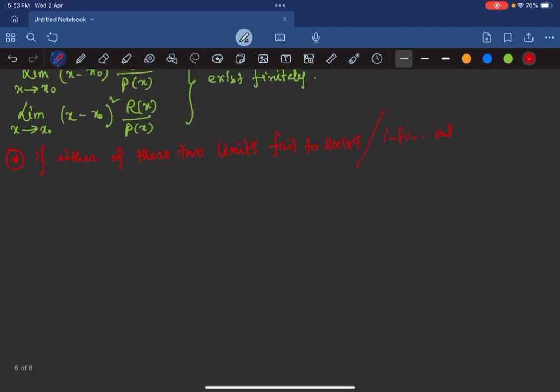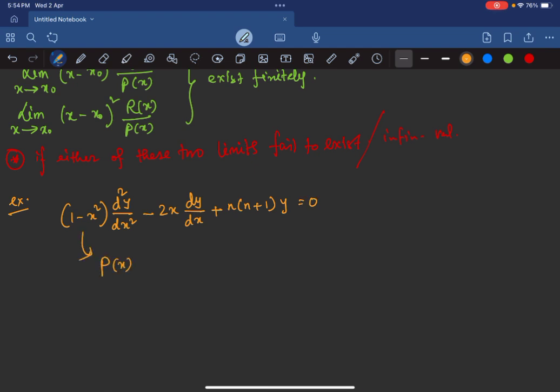So here, suppose one problem, say for example, (1 minus x square) d2y/dx2 minus 2x dy/dx, that we'll see later on. This is a standard form which is known as Legendre's equation, plus n into n plus 1 y equals 0. For this equation, just see here, p(x) is 1 minus x square, q(x) is minus 2x, and r(x) is n into n plus 1.